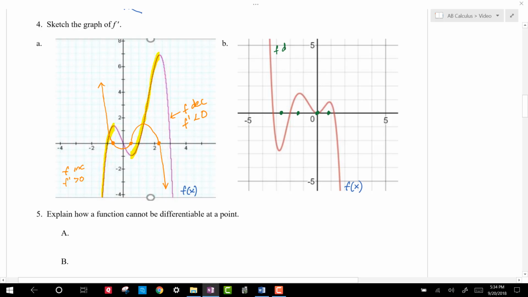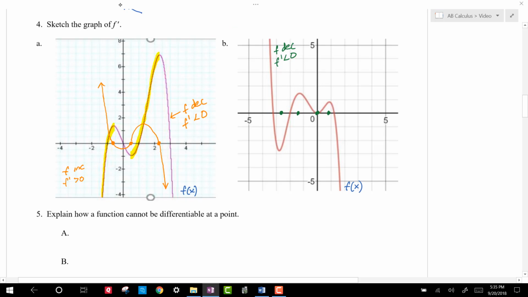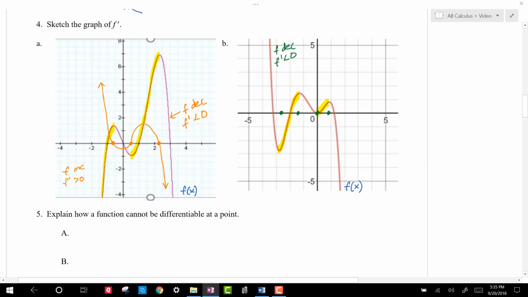f is decreasing, which means f prime is less than 0, negative. So let me highlight the sections again, just like I did before. Highlight in yellow, increasing here, decreasing everywhere else. So if I'm increasing, my derivative should be positive. If I'm decreasing, my derivative should be negative.